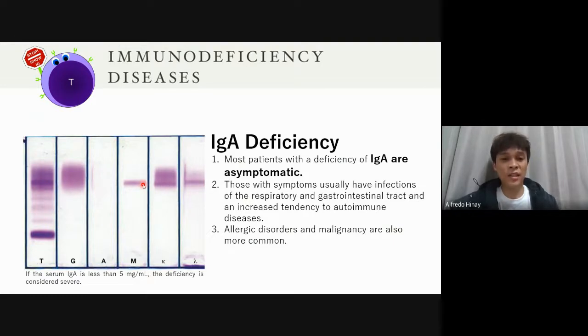But from a laboratory perspective, you have your test control here. You have your gamma band here. Then you have your alpha. This is your IgA, so wala siyang band class. Then you have your IgM, meron siyang band. Then you have your kappa and lambda.